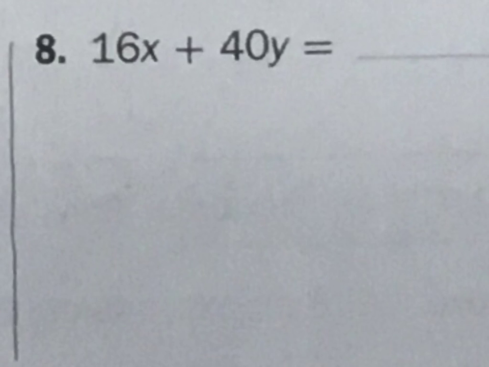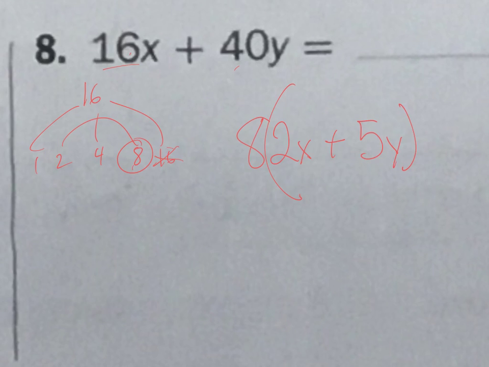16x plus 40y. I'll take the smaller number. 16, here we go. 1, 16, 2, 8, 3, nope, 4. There's my rainbow. Does 16 go into 40? Nope. Does 8 go into 40? Sure does. So I'm going to put my 8 right here. How many times does 8 go into 16? 2 times. And I bring my x. Plus, how many times does 8 go into 40? 5 times. And I bring my y. So my answer is 8 times 2x plus 5y.